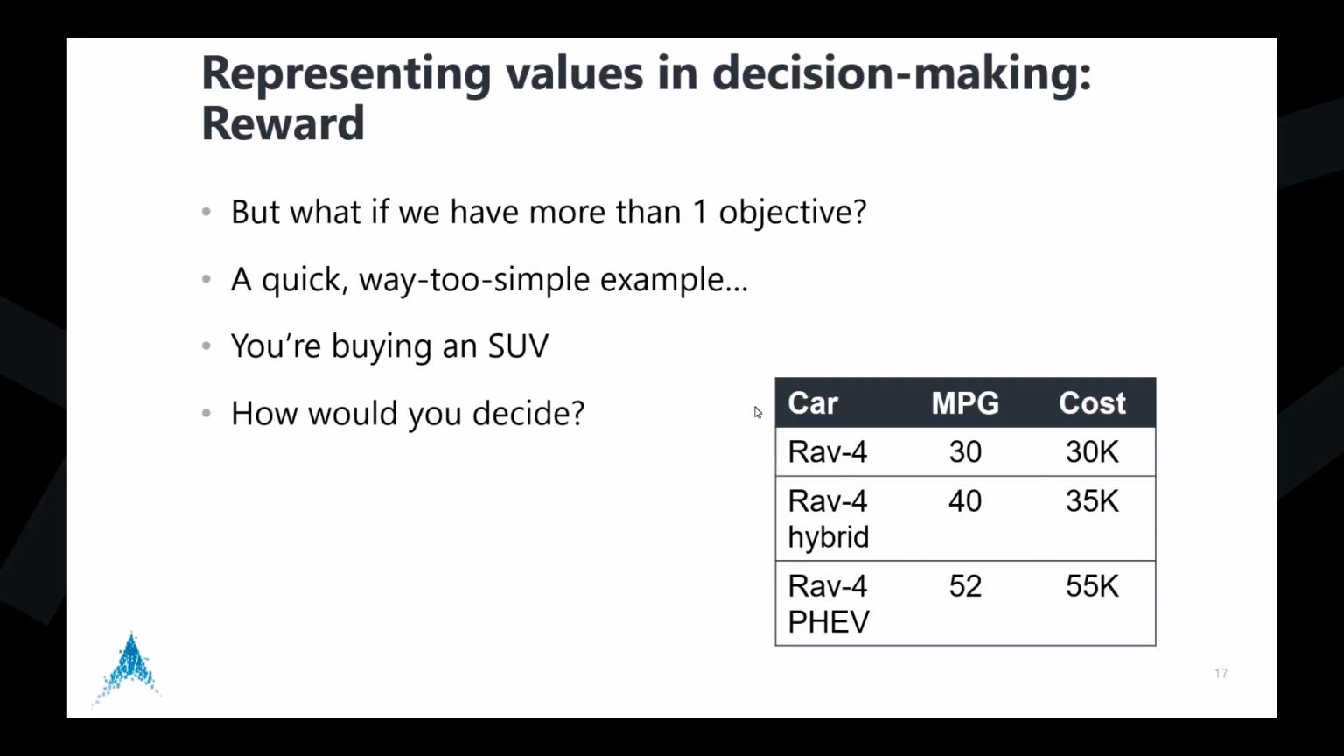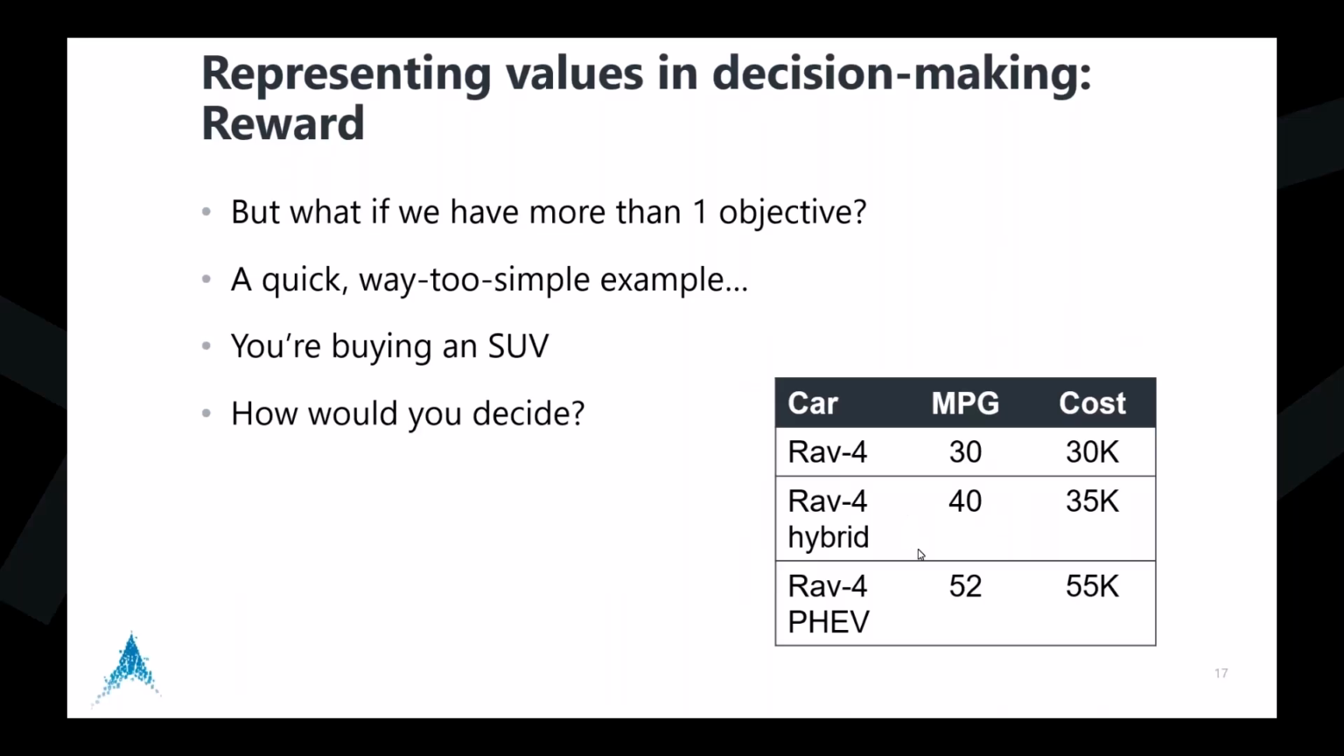Just to go through a way too simple example, let's say you're buying a car and you've narrowed it down to, for whatever reason, you really want a RAV4, and you're really just deciding between these different types of RAV4s. You care about miles per gallon, that objective, and you care about cost. If we were just thinking about one objective at a time, obviously as miles per gallon goes up, you're happier, so you might like this one the best. But for cost, it's the opposite. You like the least cost the best, all else being equal. So how do you decide?